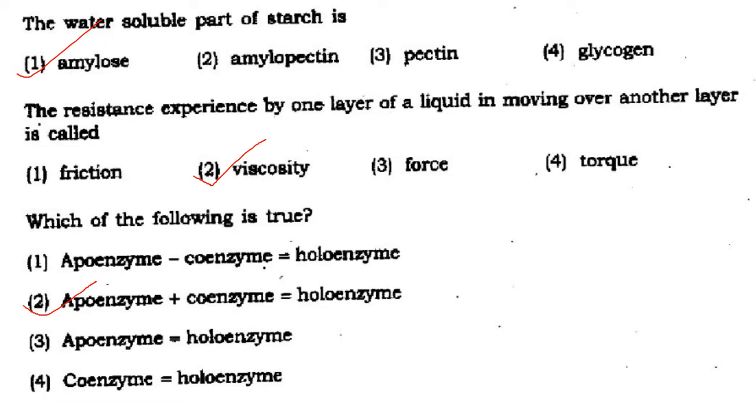The water soluble part of starch is option 1 amylose, option 2 amylopectin, option 3 pectin, and 4 glycogen. Answer is option 1 amylose.